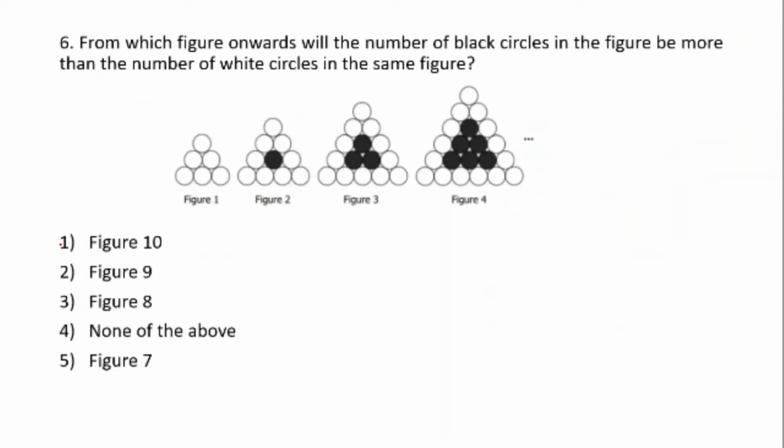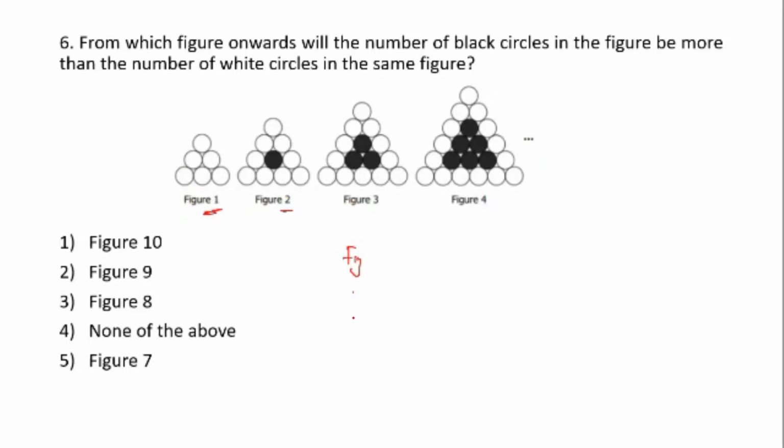Question 6. From which figure onwards will the number of black circles in the figure be more than the number of white circles in the same figure? So this type of question is asking for us to get the pattern, right? Since we have figure 1, figure 2, and so on, and we also have white circles and black circles, let's just create a table.